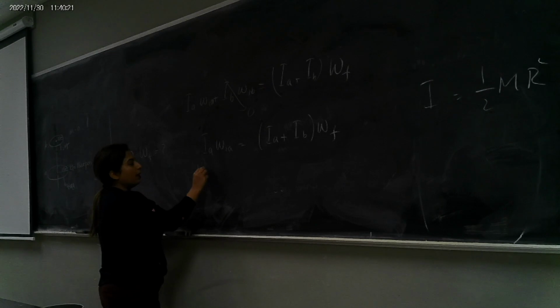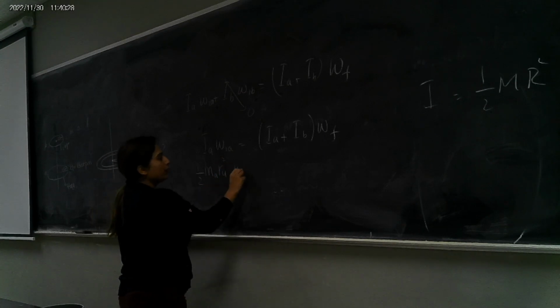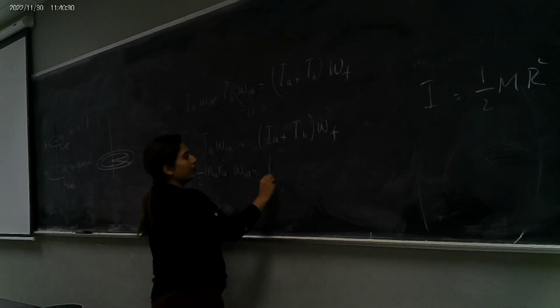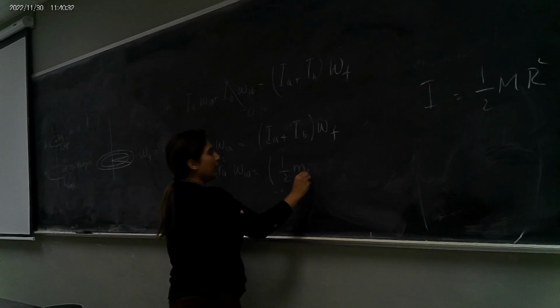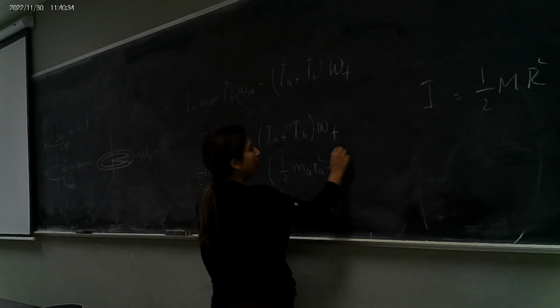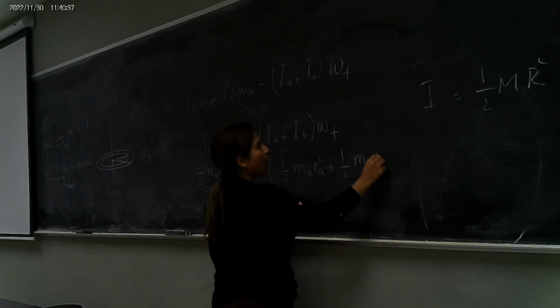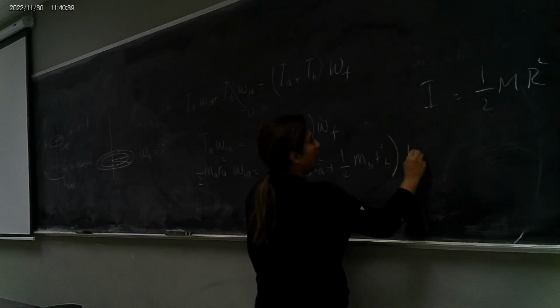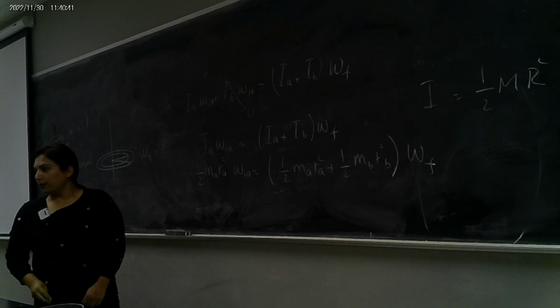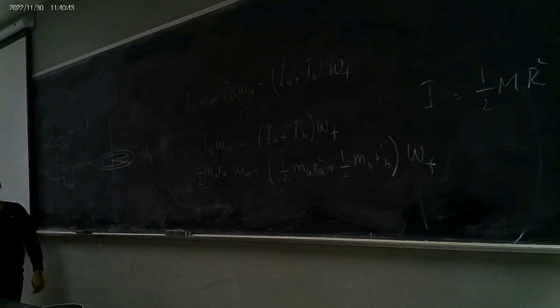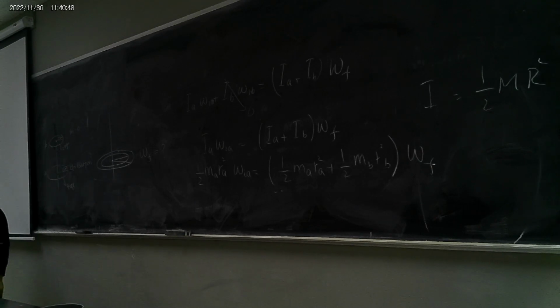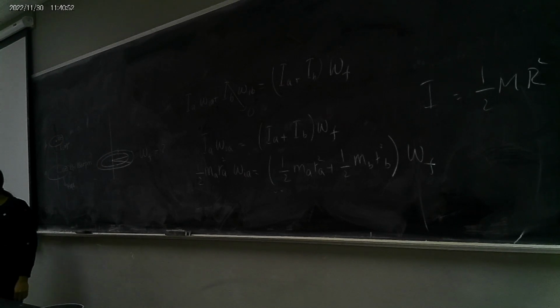Half mass of the first disk, radius of the first disk square, its velocity, equals half ma ra square plus half mb rb square, and then omega f. Is everything in the equation known except the omega f? Yes. Can we solve for it? Yes. You just plug in all the numbers.